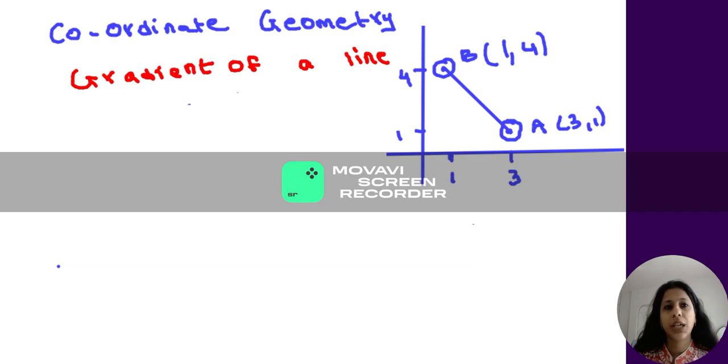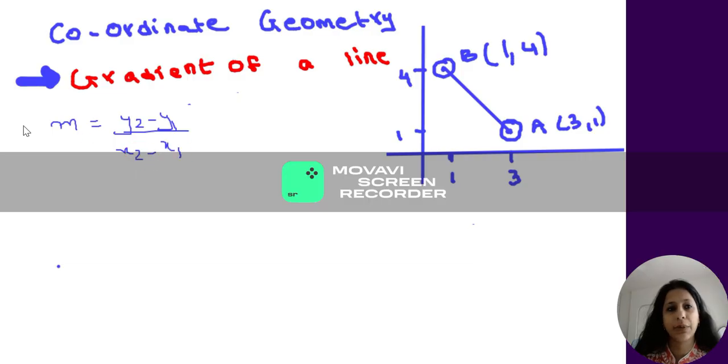Hello children. Today we're going to learn coordinate geometry. The first topic in your coordinate geometry is gradient of a line. And the gradient of the line you have already done, that the gradient of the line is given by m is equal to y2 minus y1 upon x2 minus x1, right? So that is, it is change in y to change in x.